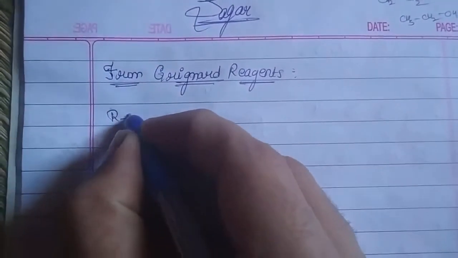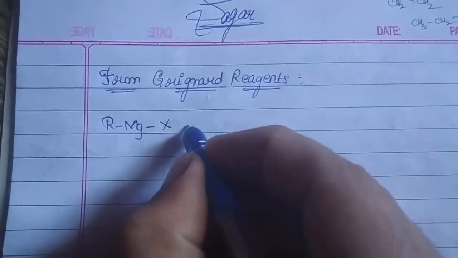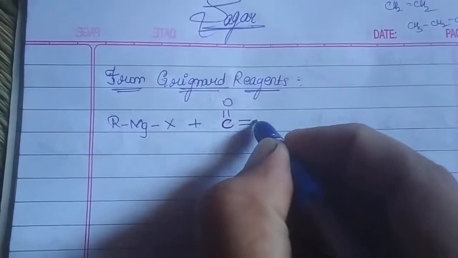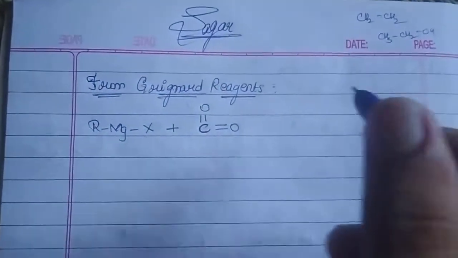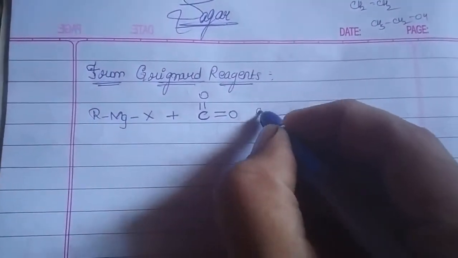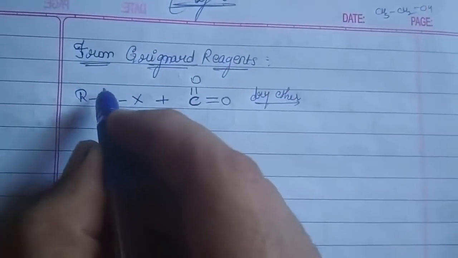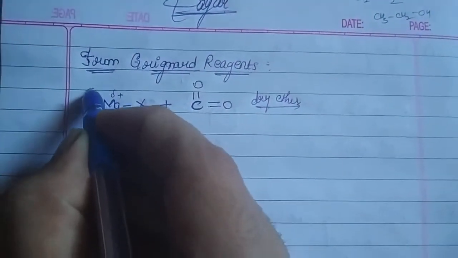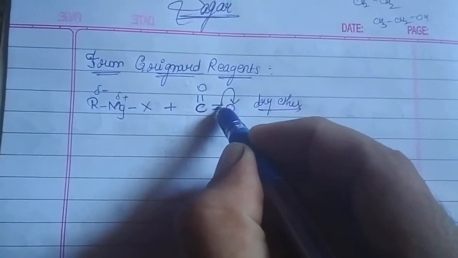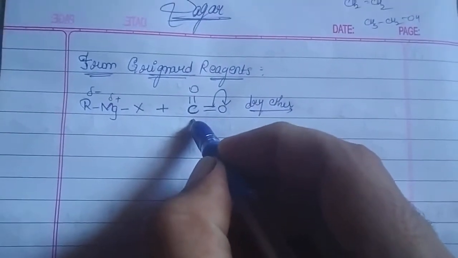That is, when my Grignard reagent, RMgX, is treated with solid CO2. What is solid CO2? Dry ice. Remember, solid CO2 means dry ice. So in the presence of dry ether, first of all, you will be getting an addition product. The carbon will have a delta plus, R will have a delta minus. Now what will happen? The pi electrons are attracted more towards the oxygen, so in turn the carbon gets a positive charge.